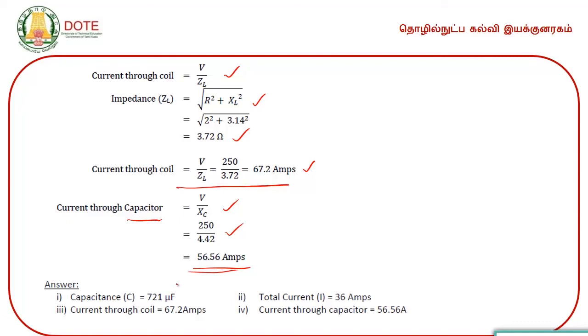Now, we will summarize whatever we have found out. For the condition of resonance, we have calculated the capacitance value, which is equal to 721 microfarad, the current through the coil is 67.2 amperes, the total current value is 36 amperes, and the current through the capacitor is 56.56 amperes.